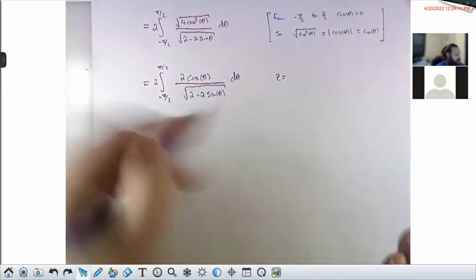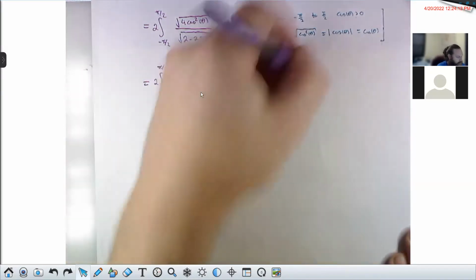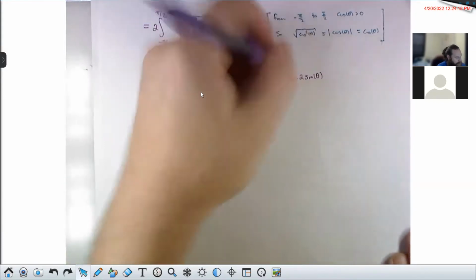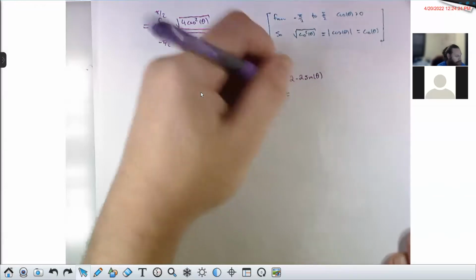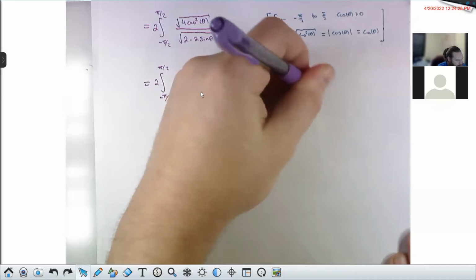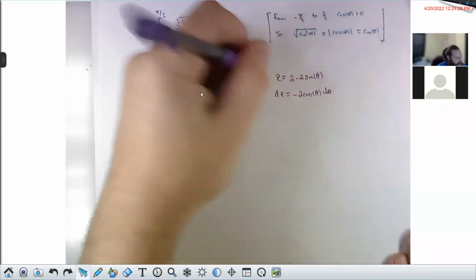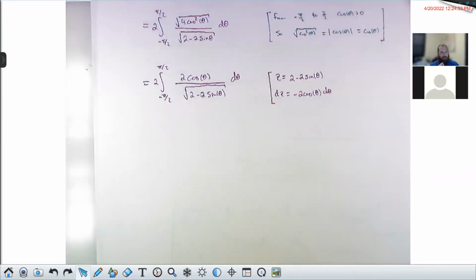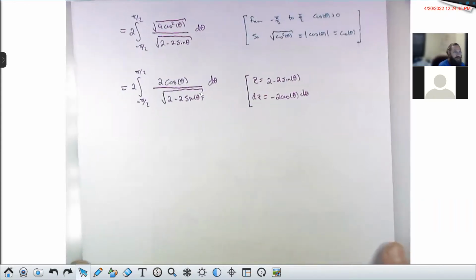Very good. So I'm going to sub for the inside of the radical downstairs, z equals 2 minus 2 sine theta, which means dz, if I differentiate this, is negative 2 cos theta d theta. What else do I need to do? I need to change the bounds.